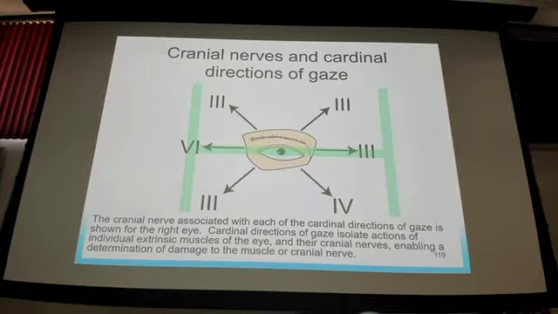So during an eye exam, these are the cardinal directions of eye gaze. So now I've just listed all the cranial nerves in their direction of movement that you would use. Right, so let's see if we are getting this.